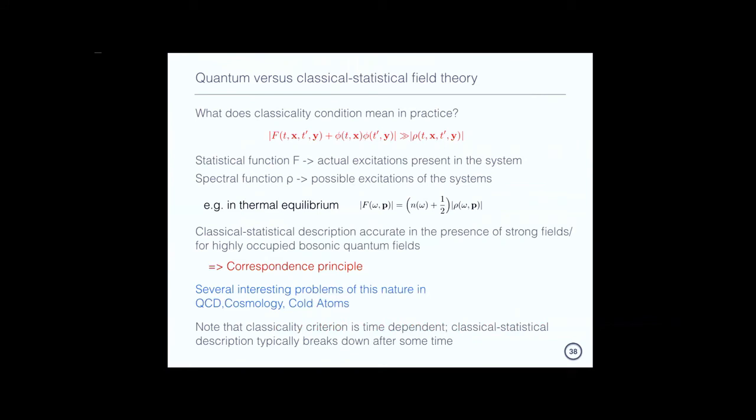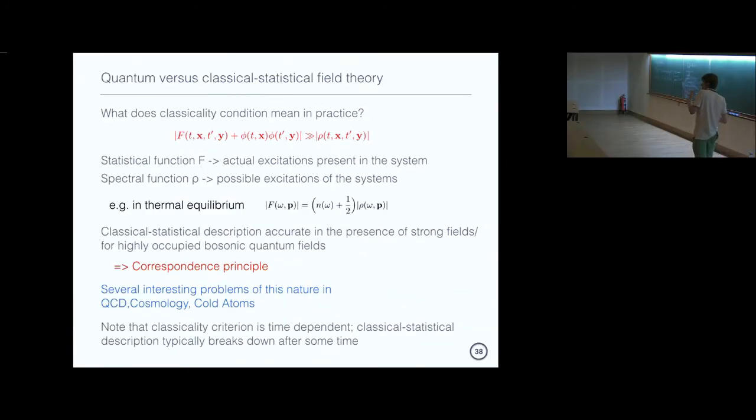And so you can make this a little more quantitative. The statistical function, as we discussed, describes the actual excitations which are present in the system, whereas the spectral function just gives us which excitation modes are actually possible. And as we said, in thermal equilibrium, they're related by this thermal occupancy effect. Now, if this is supposed to be much larger than this, what that means is that you need a high occupancy of each of your quantum states. So each of the possible states should be highly occupied. And so this is the expansion parameter in this classical statistical theory. You're essentially expanding in one over the occupation number of your characteristic states.